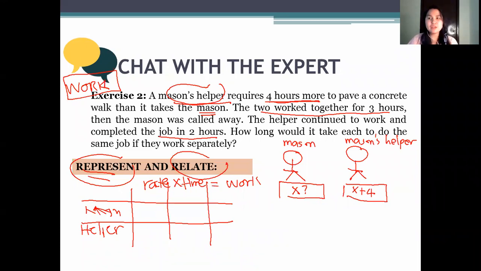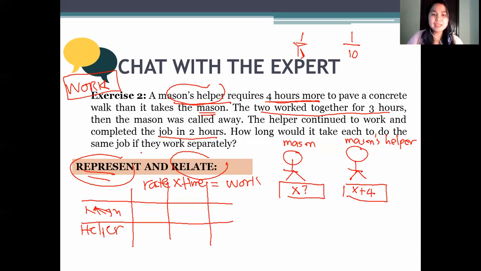Now here, if it will take Ma'am Lil 10 hours to do a job, then what's my rate? My rate will be 1 over 10. Why? Because in 1 hour time, I only completed 1 over 10 or 1/10 of the work. Another, if it will take Juan to do the job for 3 hours, then the rate of Juan is 1 over 3. Okay?